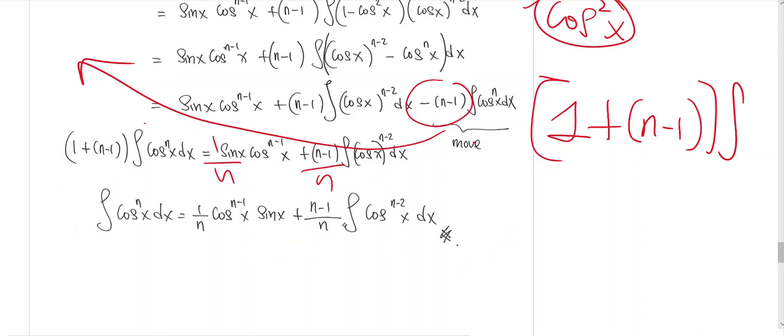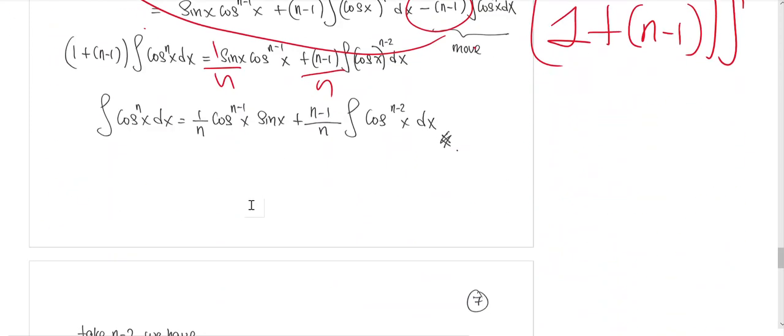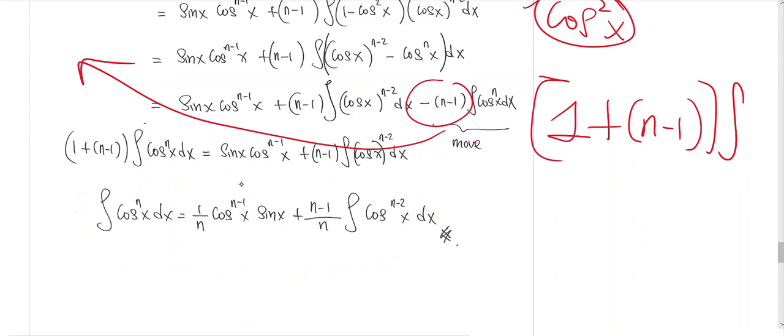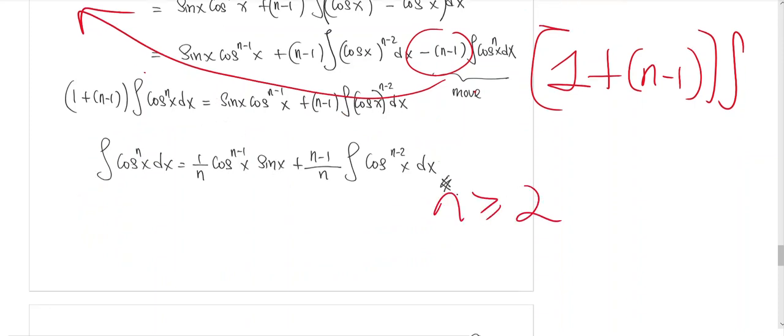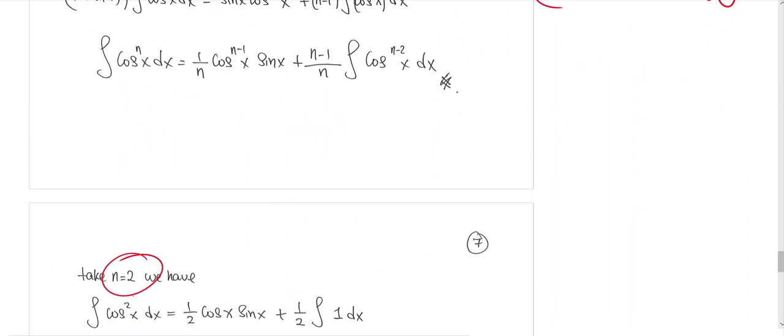This is called a reduction formula. You might not understand why you call it a reduction formula. You just know it's a formula. Why is it a reduction formula? Well, because we can do this. Now, this n is for all integers greater than or equal to 2. So we can put n equal to 2.